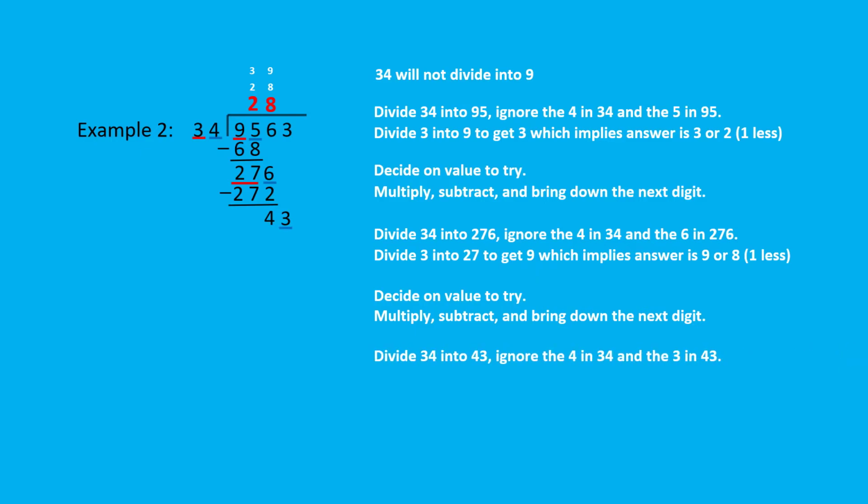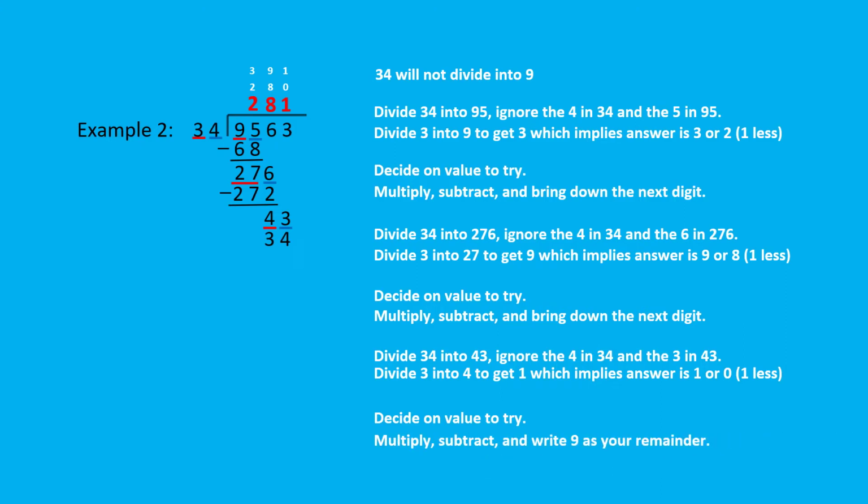Divide 34 into 43. Ignore the 4 in 34 and the 3 in 43. Divide 3 into 4 to get 1, which implies the answer is 1 or 0. Decide on a value, in this case 1. Multiply, subtract. We get 9, which becomes your remainder.